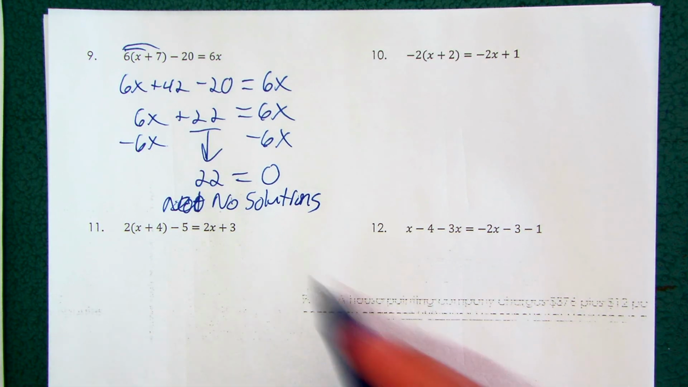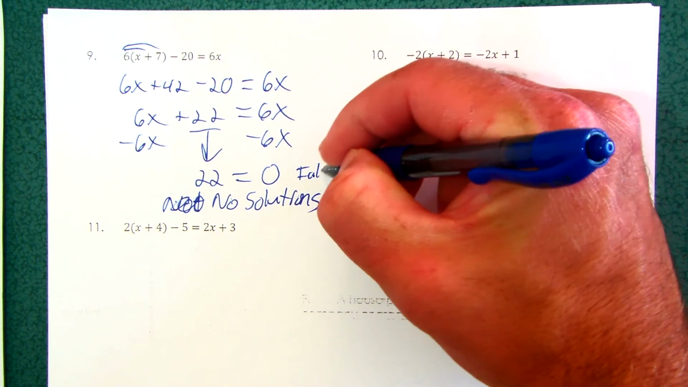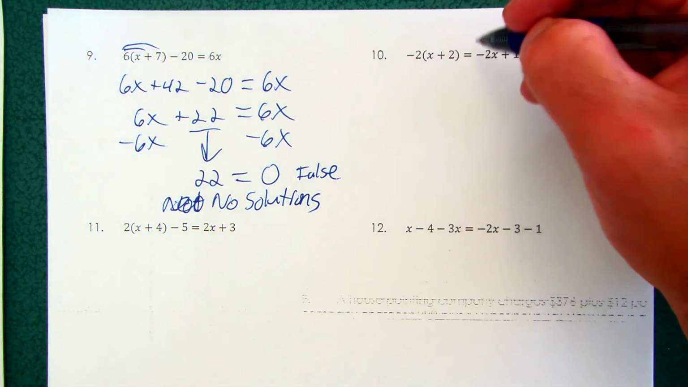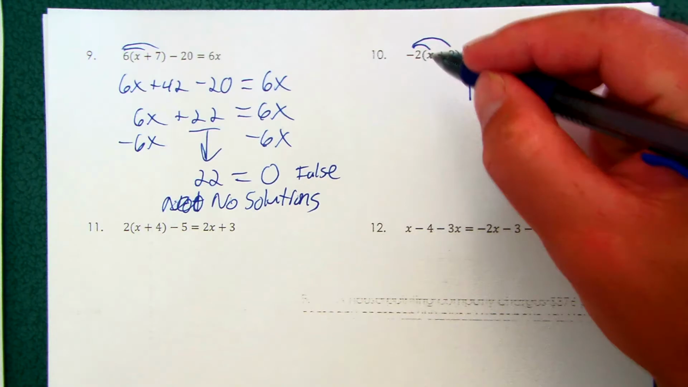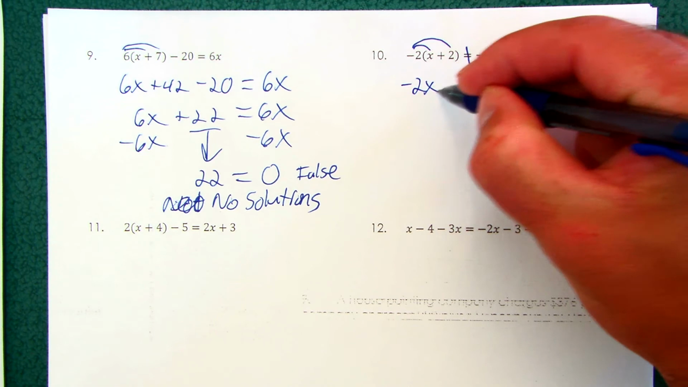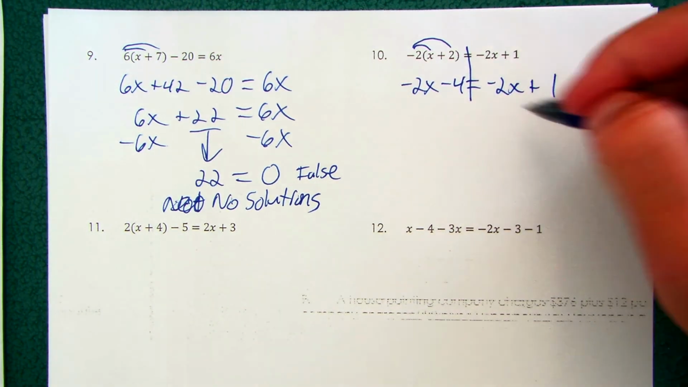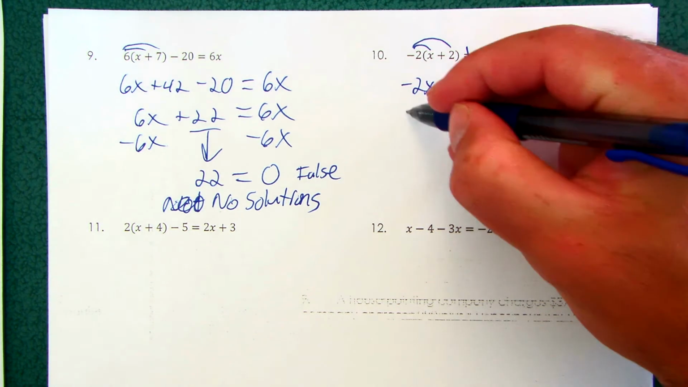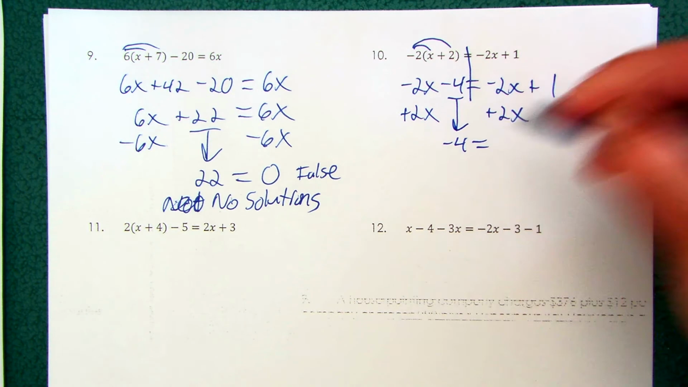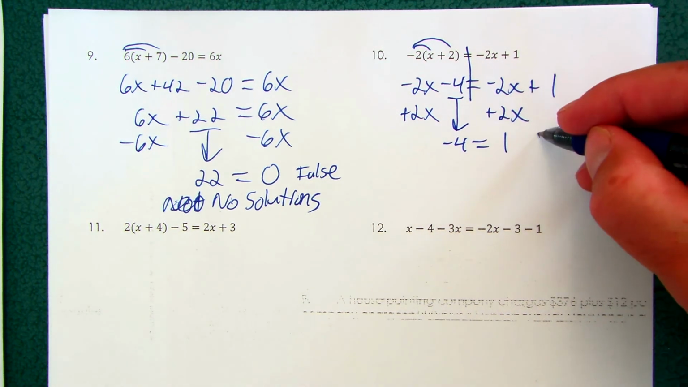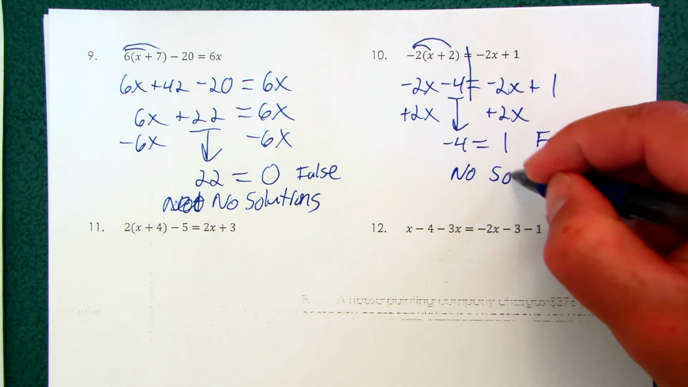So again, false statement, 22 equals 0. There's no solutions. Over here then, if I distribute a negative 2 to both the x and the 2 there, we're going to get negative 2x minus 4 equals negative 2x plus 1. Same thing's going to happen here. We're going to add 2x to both sides, and we're going to get negative 4 equals 1. Definitely not true. Okay, it's false, so there are no solutions.